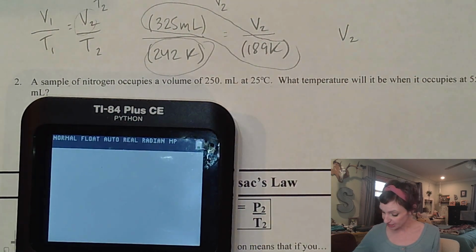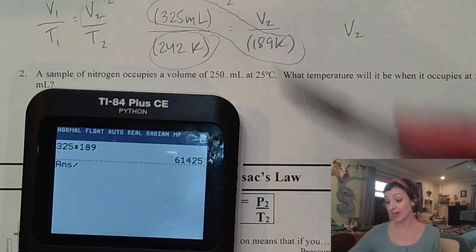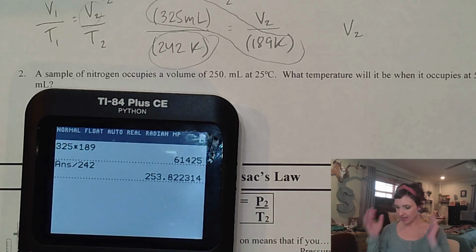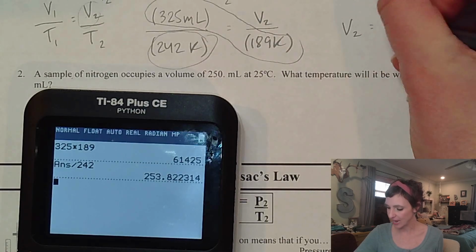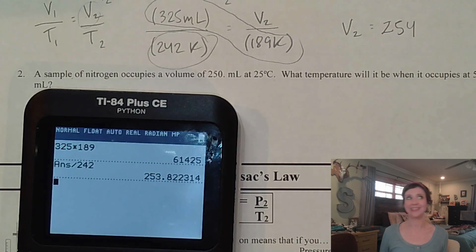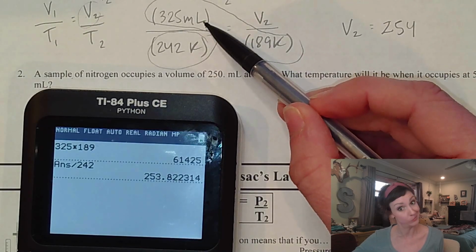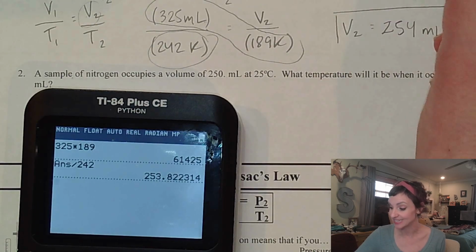So I have 325 times 189, right? So that's my baseball bat. And I'm going to divide by that 242. Great. My answer, how many sig figs? Everybody's got 3 sig figs. I need to round my answer to 3 sig figs. So I have 254. You're like, what are the units? Who can possibly know? Well, what were the units for your first volume? It was in milliliters. So that means the units of my second volume need to be the exact same.